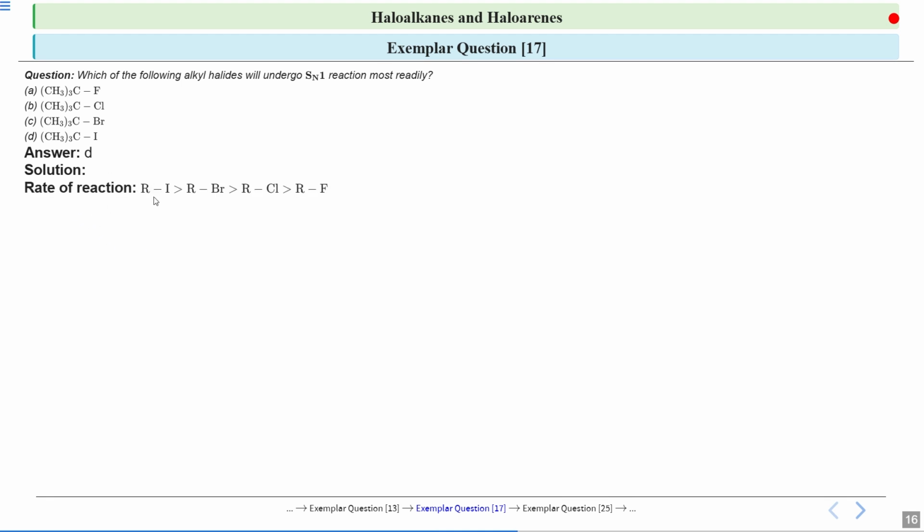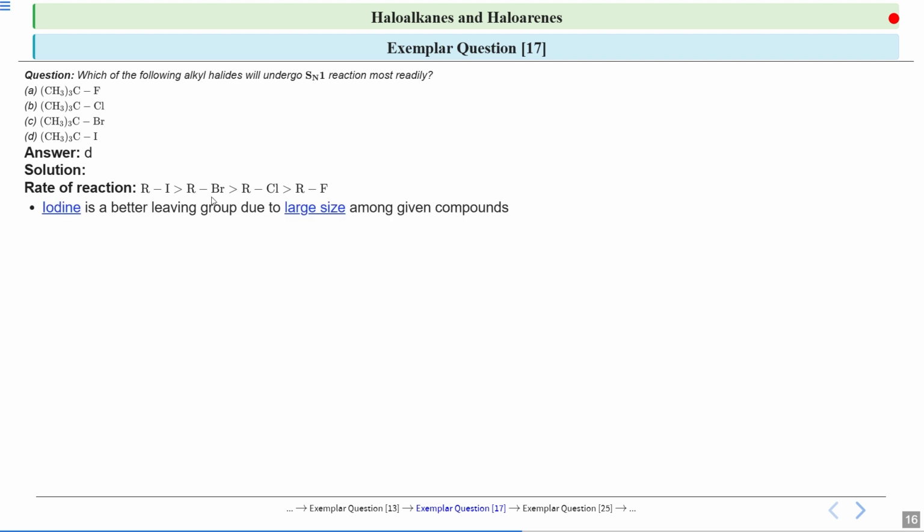That means the rate of reaction will be highest for alkyl iodide, then for alkyl bromide, then for alkyl chloride, and least for alkyl fluoride. Okay, so this is the case because from all of the halogens, iodine has the largest size. So iodide ion will be the largest size halide ion. So it will be a better leaving group. So reaction rate will be faster in the case of alkyl iodide. So the order of reaction rate in these given alkyl halides is: highest for alkyl iodide, least for alkyl fluoride.